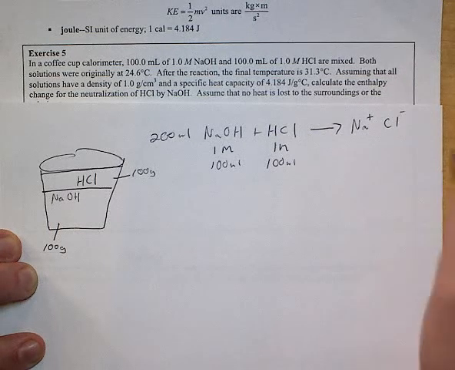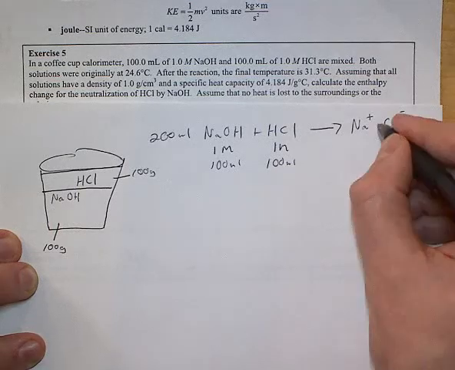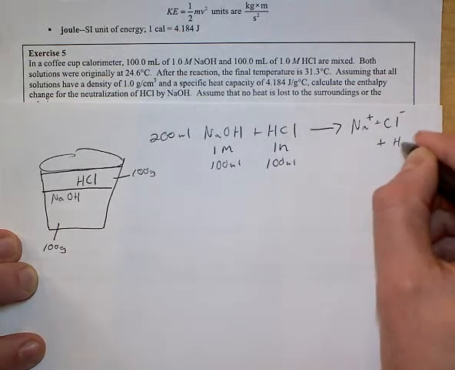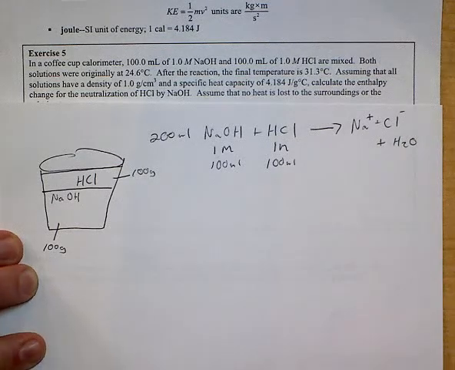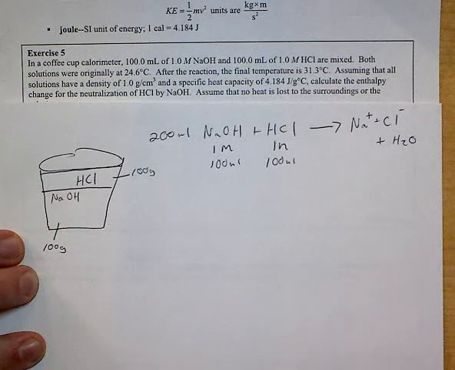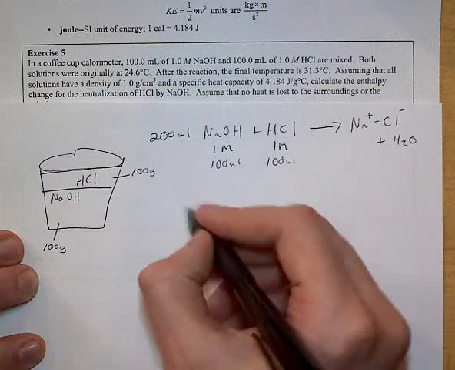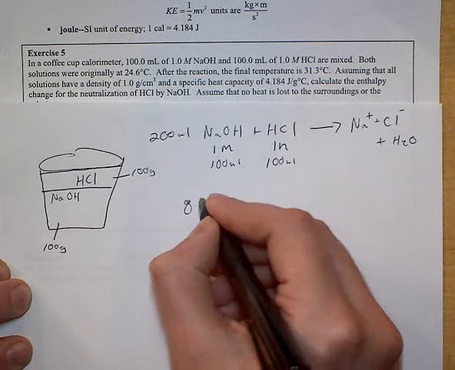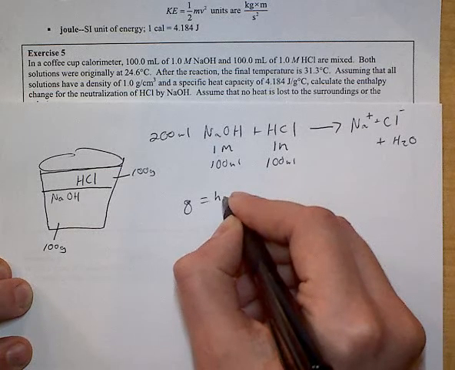NaCl is soluble in water. It will not form a precipitate, so it'll just stay separated. Plus, I'm going to form a whole bunch of new water. So what we're trying to see here is how much energy is released from this chemical reaction. As we set this up, we want to calculate the value of Q. Q equals thermal energy or heat.